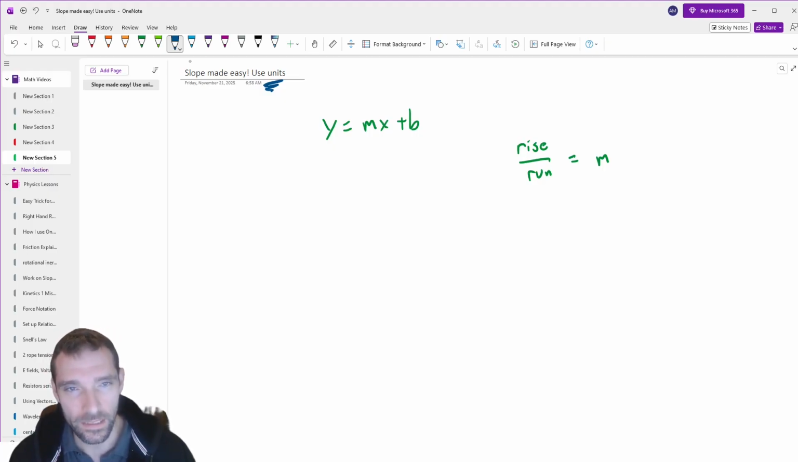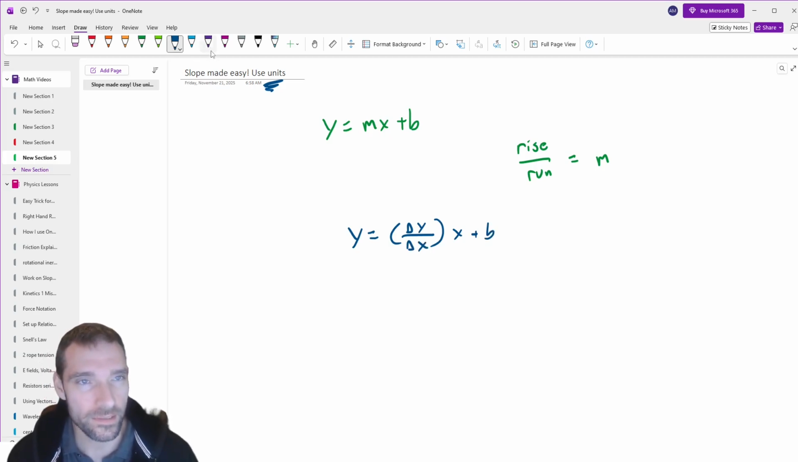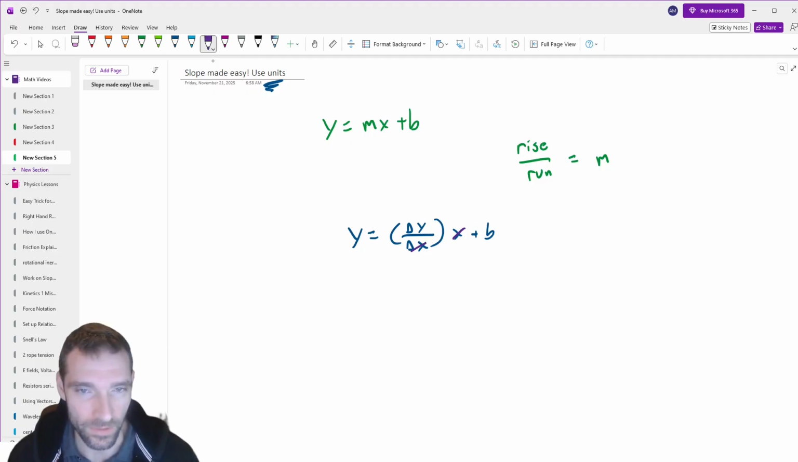So you oftentimes will see in high school, they'll teach m a slightly different way. This m concept is usually emphasized as a change in y over a change in x. And I think that that's okay because you can use that to see that the x's are going to cancel out, and we can talk about that in terms of units.